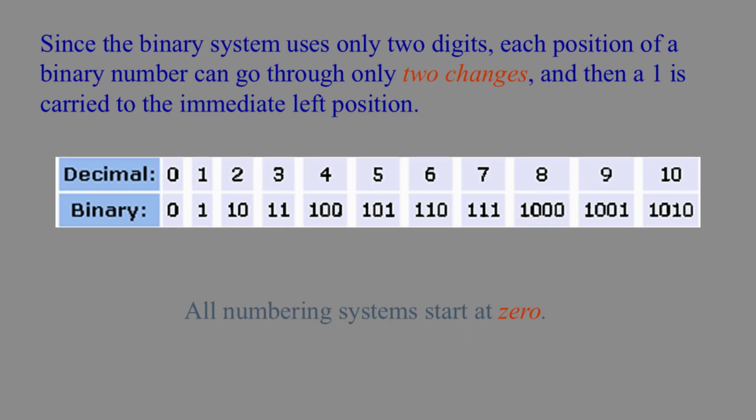Because the binary system only has 2 digits, each position in a binary number can only take 2 values, 0 or 1. After these 2 values are used, the system carries over to the next position, just as we carry over in decimal after the digit 9. For example, counting in binary goes 0, 1, 10, 11, 100, and so on. Notice how the number of digits increases as the values grow larger. This illustrates how binary numbers expand in the same way as decimal numbers, but with a base of 2 instead of 10. Importantly, all numbering systems start at 0.